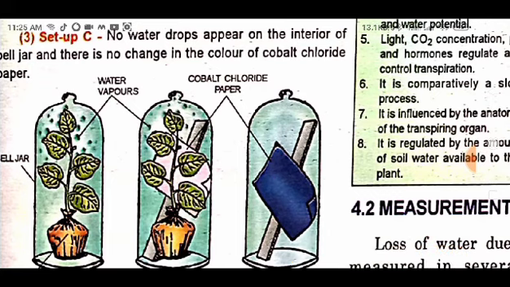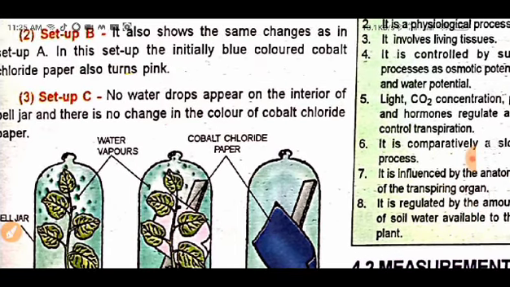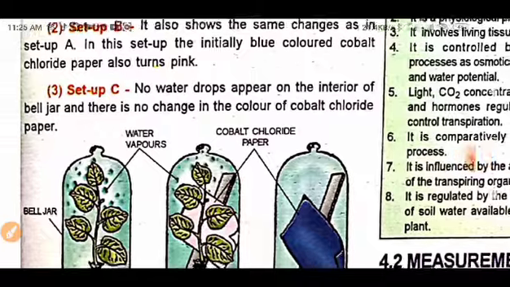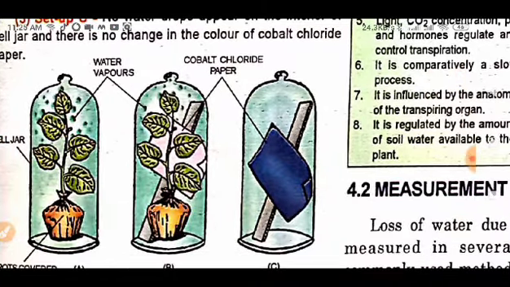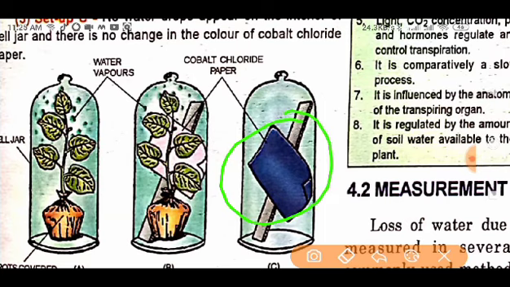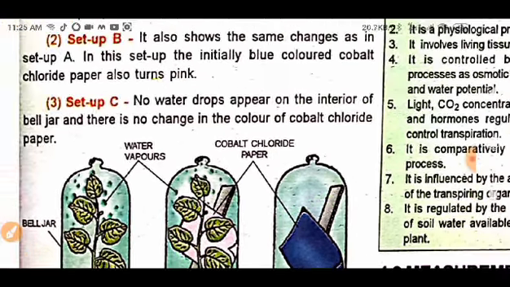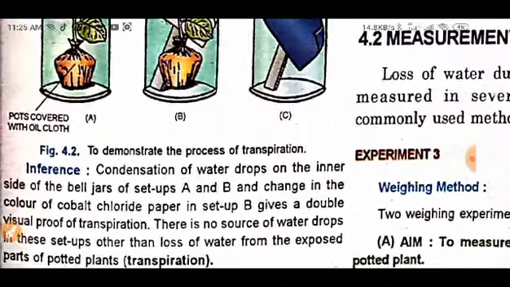In setup C, no water drops appear on the interior part of the bell jar and there is no change in the color of the cobalt paper. In setup C no changes occur, but in setup B the color changes into pink. So these things happen.